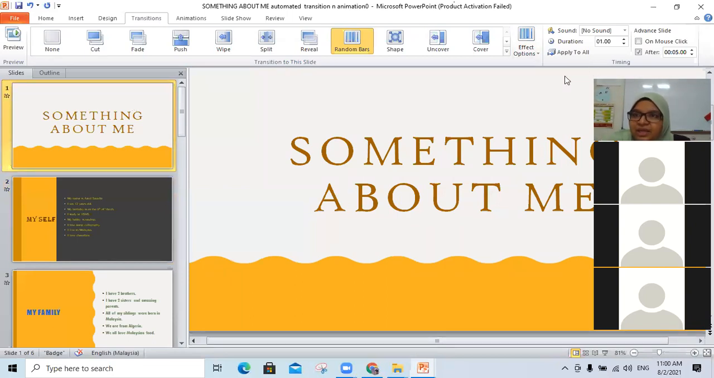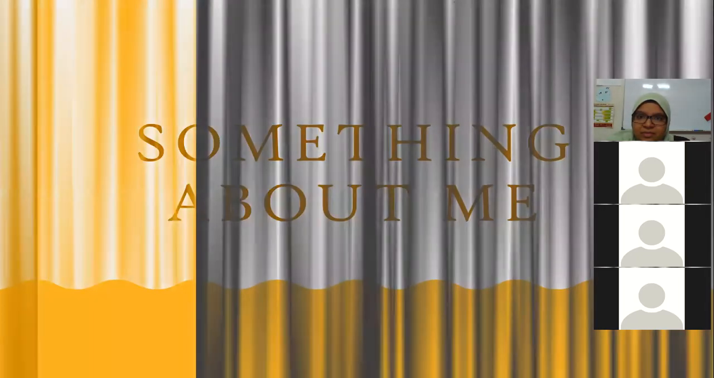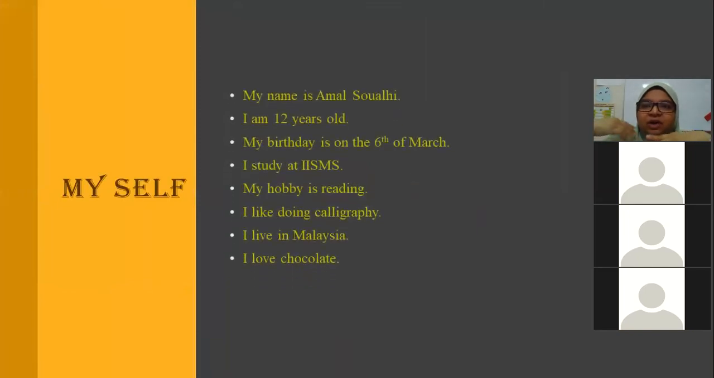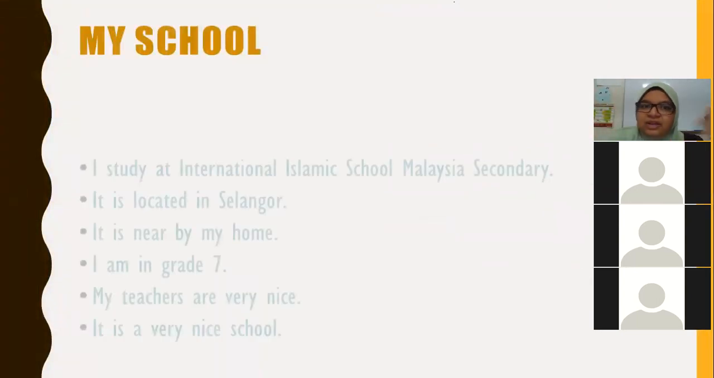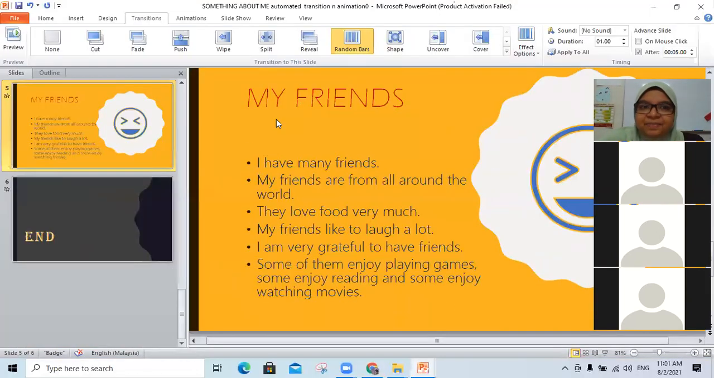Okay, let's look at this again. After 5 seconds, you'll be going to the next slide automatically. This is for the transition. Because you set your presentation like each slide 5 seconds, and then you go to the next slide, and then the next slide, until the end.